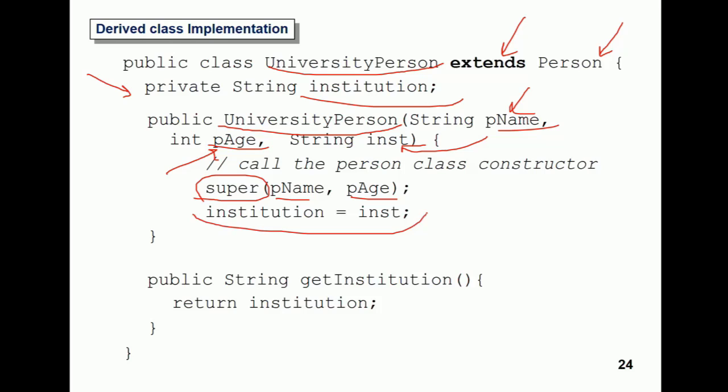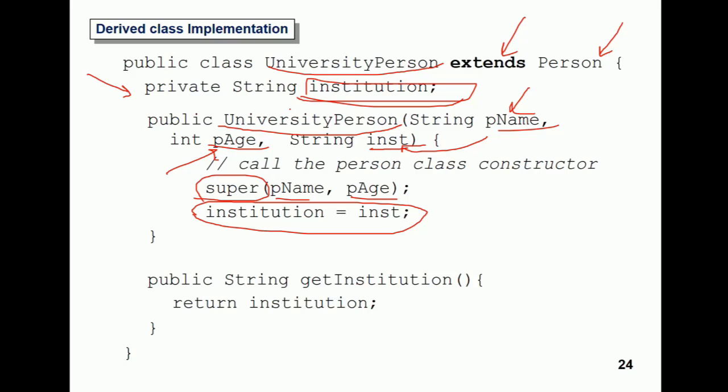But the new data you need to initialize here for the first time. So you say institution is equal to institution. What you're doing is the institution is being passed into the constructor here, so you need to pass that value into the global variable here.